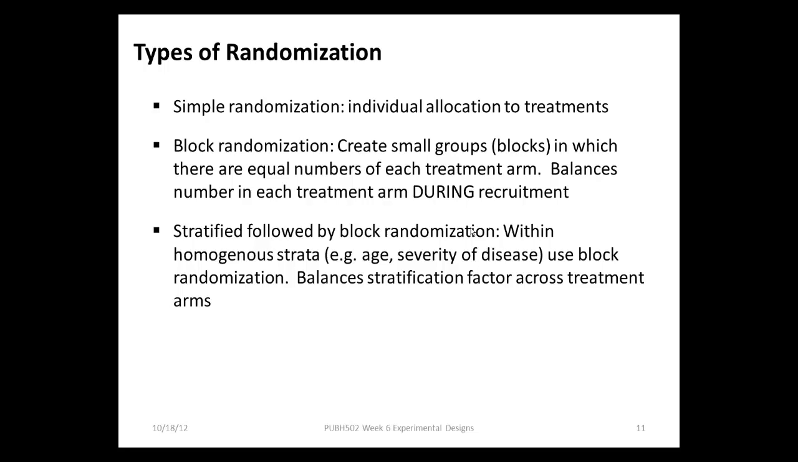There is just simple, where you're allocating individuals to treatments as they accrue into the study. If you need treatment and control groups to be sort of equal as you go, you can do block randomization, where you, within a block, are making sure there are equal numbers in each treatment arm as you go. That balances your study as you go along during recruitment. And you can also stratify and do block randomization. So if you want to do the younger people and the older people and then randomize within those two groups, that's fine, or more severe disease, less severe disease, and then block randomization within the stratification.